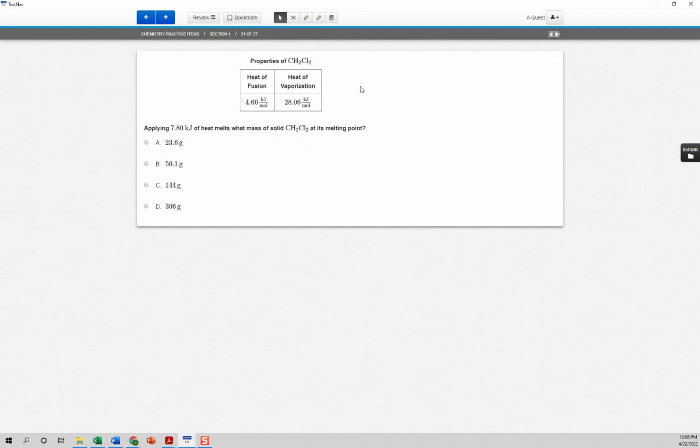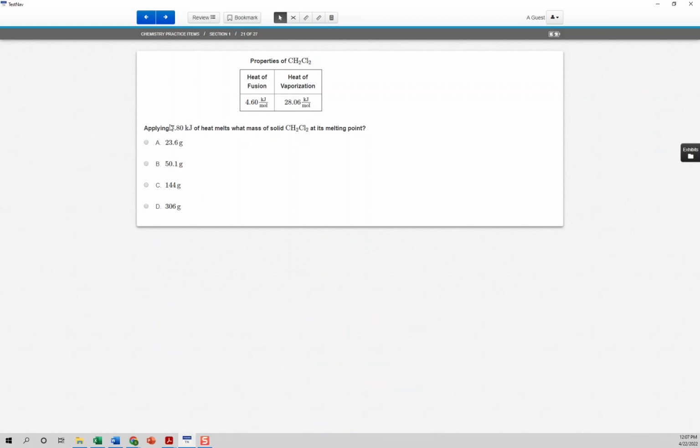All right. So for 21, we are given the heat of vaporization, which is over here, and the heat of fusion. But notice the question is talking about melting point. So as soon as I see that we're talking about melting, I know I'm not going to use heat of vaporization. I'm only going to use the heat of fusion. Not going to use heat of vaporization, just the heat of fusion. Okay? So heat of vaporization is for vaporizing and maybe condensing. Heat of fusion is for melting or freezing. Okay?